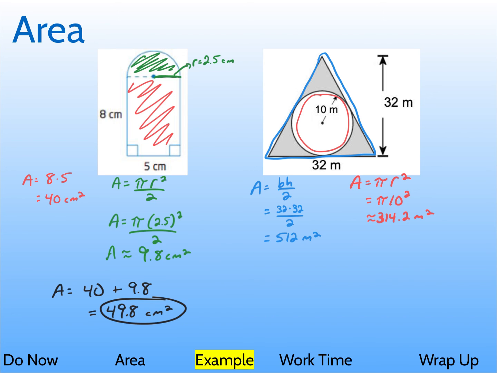So the final step of this is we're taking that circle out of the triangle. So in order to do that, we need to do the triangle area minus the circle area. And we get 197.8 square meters. And that is to find the area of these little pieces right here.